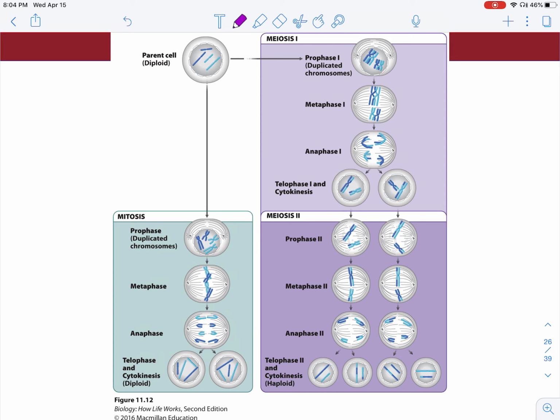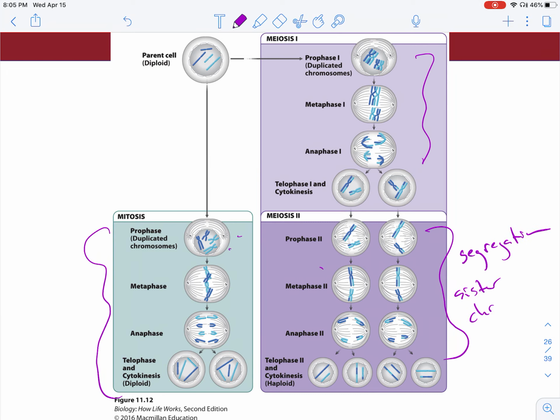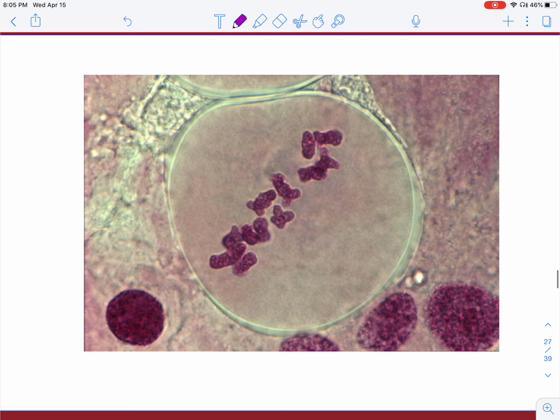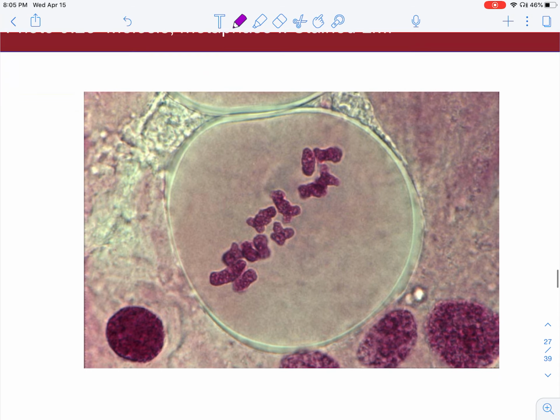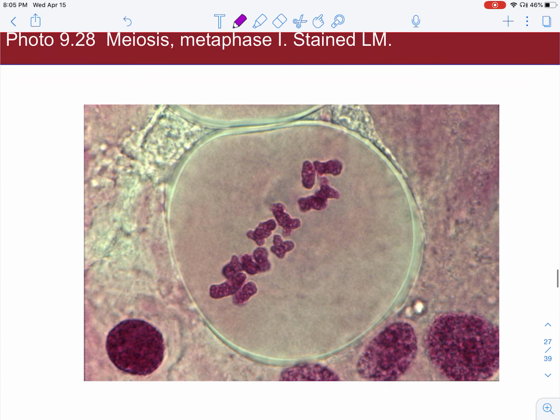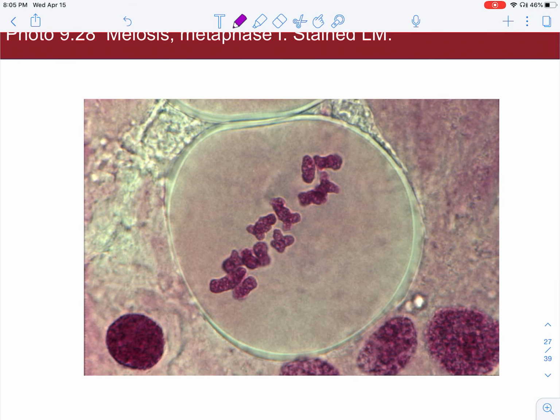This is a comparison of meiosis and mitosis here. We kind of went through this before, the differences between the two and how similar mitosis is to meiosis II, because both of these involve segregation of the sister chromatids. And as I said before, you should be able to identify just by looking at what's going on. You should know immediately what phase of the cell cycle you are in, whether it's mitosis or meiosis, and so forth.